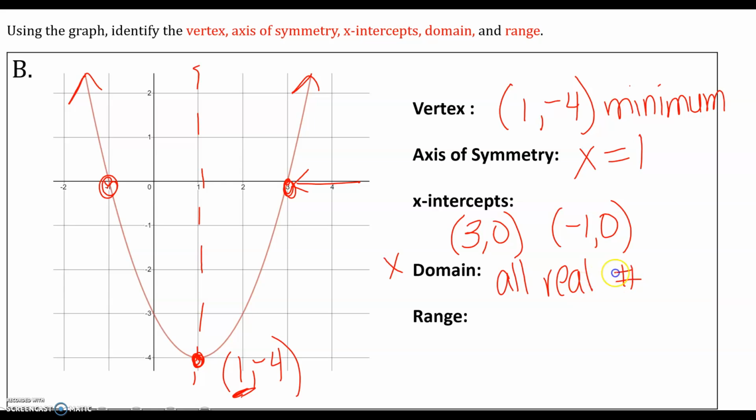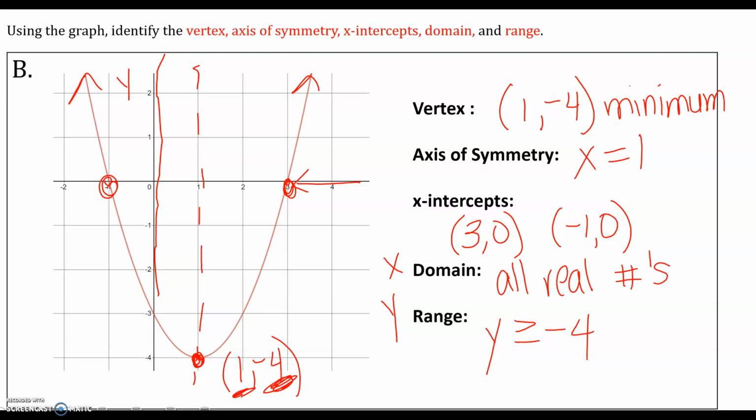And let me give you a hint, boys. Most likely, it's all real numbers for a parabola. The only thing is for the range, there's going to be a restriction on it. So it's not going to be every y value. So for your range, if you look at this, your lowest y value is -4. Then your graph goes up, up, up, up, up. So nothing below -4 is on this graph. So it's y is greater than or equal to -4.